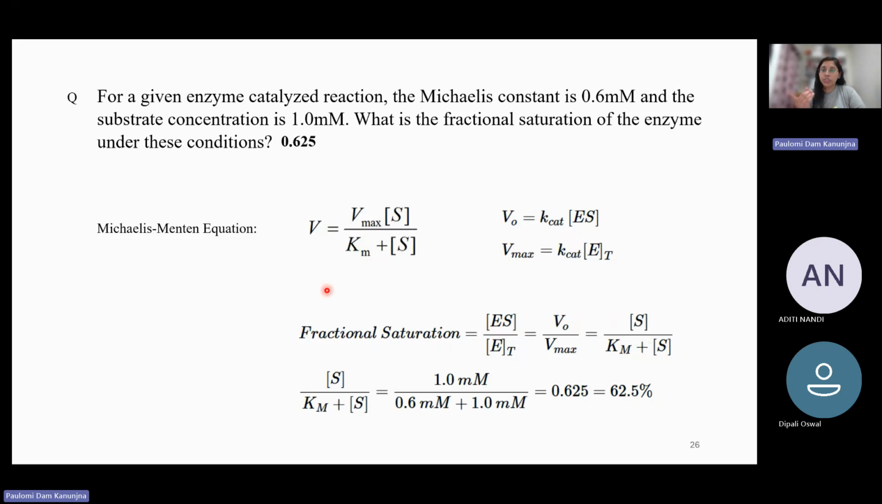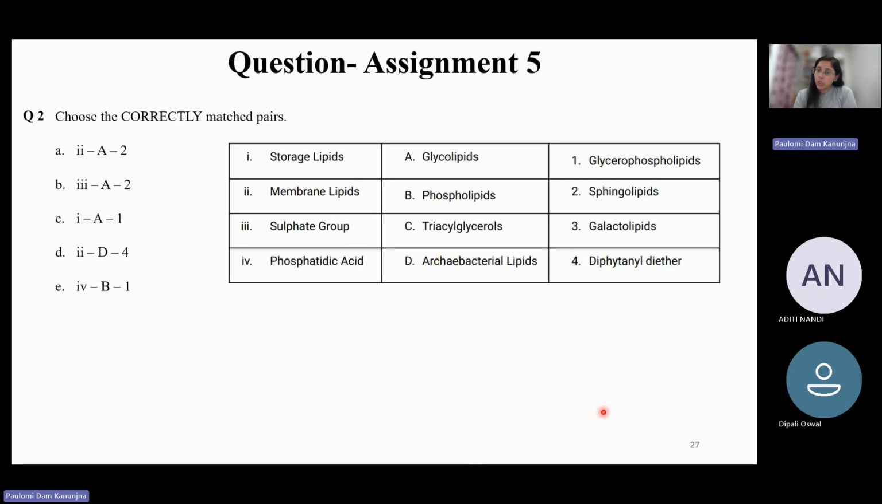If you resubstitute the equation for these values, everything gets cancelled out. You have only S by Km plus S, and these values we are given already, 1 by 1.6, which turns out to be 0.625 and 62.5. And like I mentioned, because no specific unit is given, you can write both the answers. Fraction is in both senses, right? Great job.